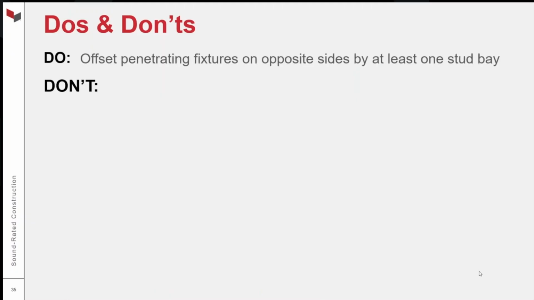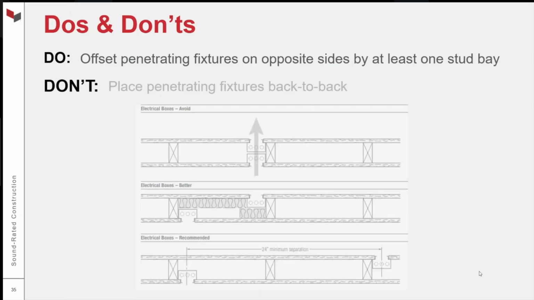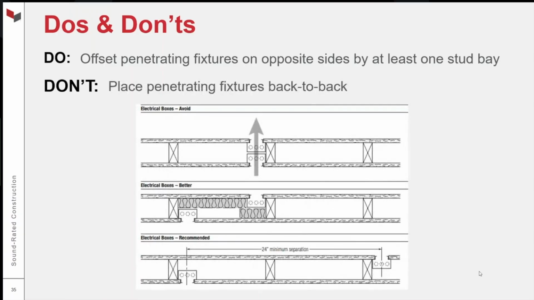Do offset penetrating fixtures on opposite sides of the wall by at least one stud bay. Don't place those penetrating fixtures back to back. What do I mean? I'm talking about electrical boxes. Same holds true for cabinets, mirrors, other things. But you see in this image, you want to avoid what's shown on the top there, where you have outlet boxes back to back. You're just inviting sound to transmit directly through. A better option, you keep them in the same stud bay, but you offset them with some insulation, or even better, offset them by at least one stud bay.